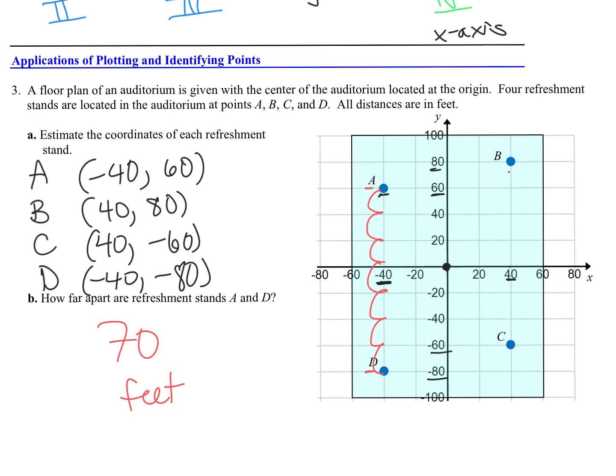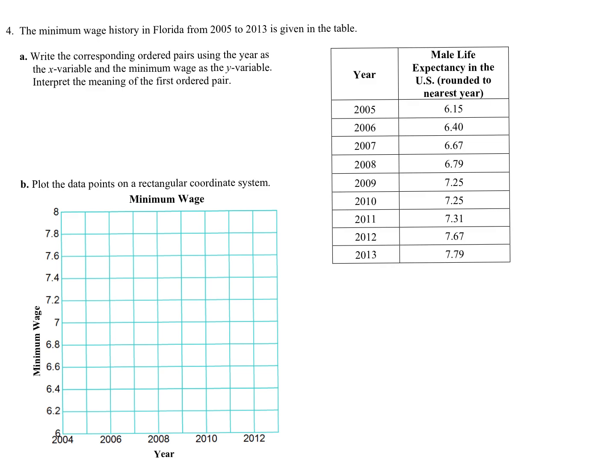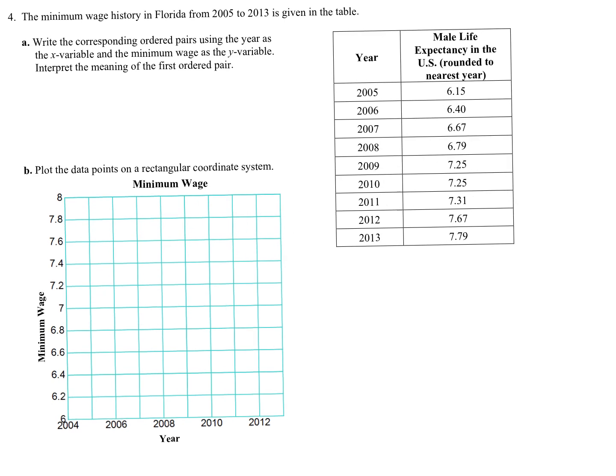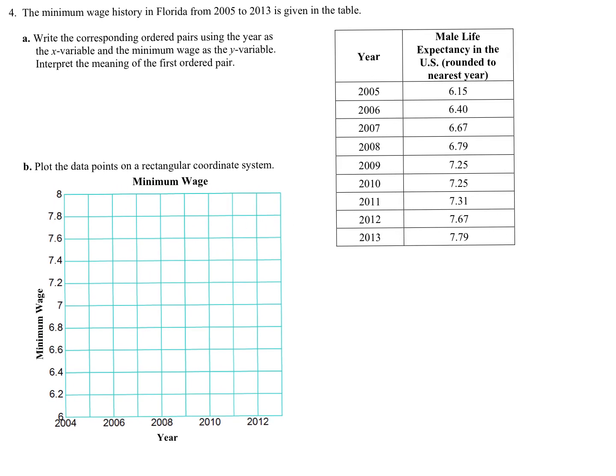Alrighty, let's try a few more. So for this one, it looks like we're going to do our best to plot this on the X and Y axis. And remember, just do your best because these are decimals. This is going to be a difficult task, but just do your best to plot them on here. Okay, so like 2005 and 6.15. One thing I can do is at least put the other years here since it's increments of 2, but there's a space in between.